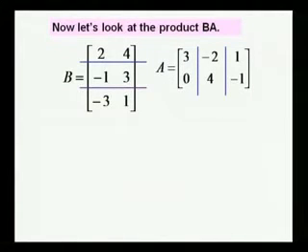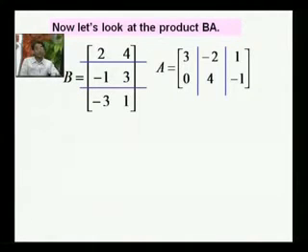Here we first multiplied A with B. Now I am going to multiply B with A to prove to you that matrix multiplication is not commutative. That means A into B is not equal to B into A. So we are going to prove that AB is not equal to BA.